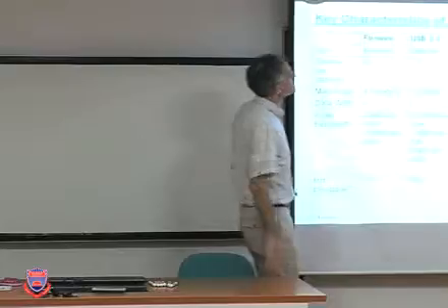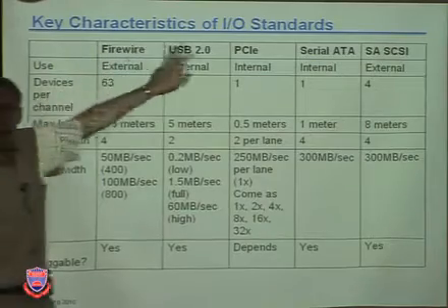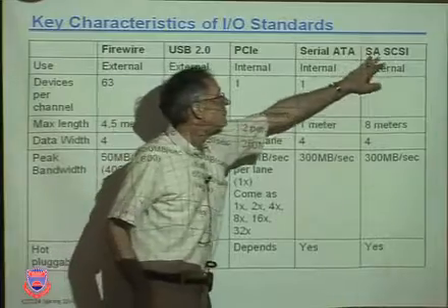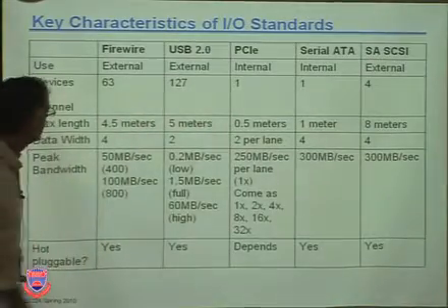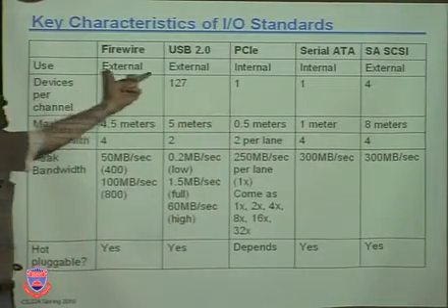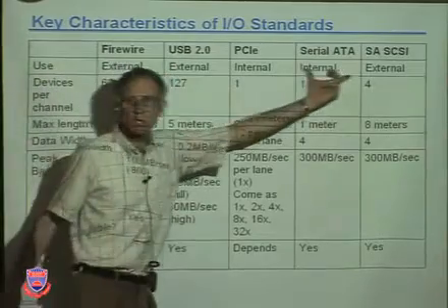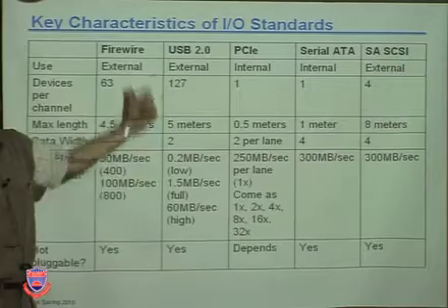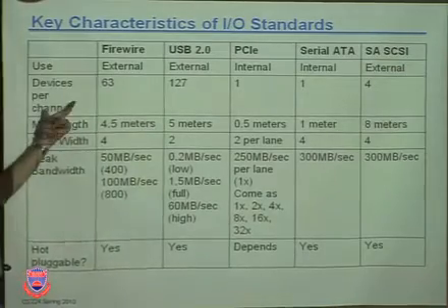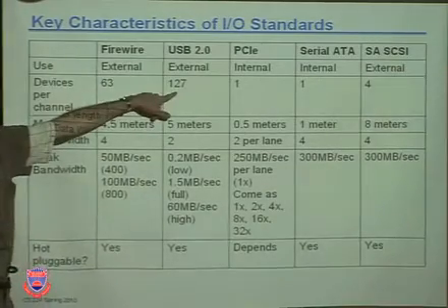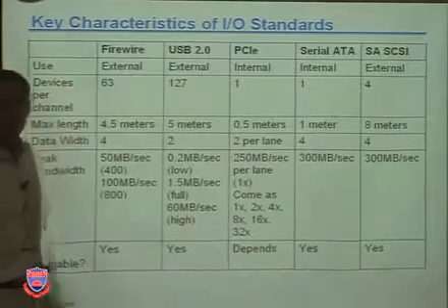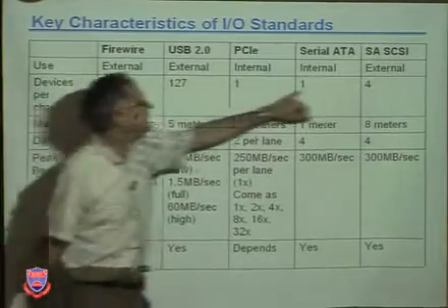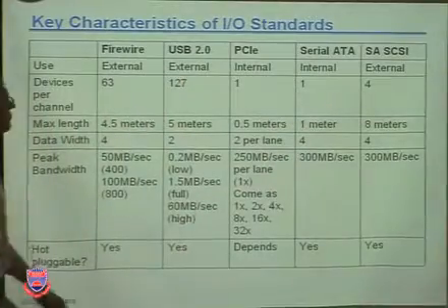Some I/O standards, just a few are listed here. FireWire, USB 2.0, PCI Express, Serial ATA, and Serial SCSI. Okay? And you can see that their use is external to computers versus internal to computers. These will be on motherboards inside. This will be going from the box out to some external I/O device. How many can you hook up together? You can put 127 devices on a USB bus. Most of us just stick one. But FireWire 63, and then these all 1, and SCSI will take up to 4.